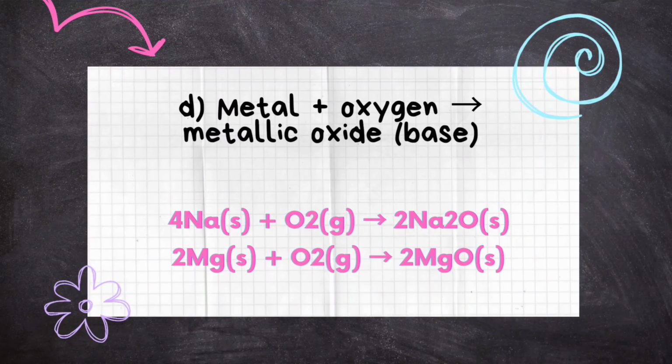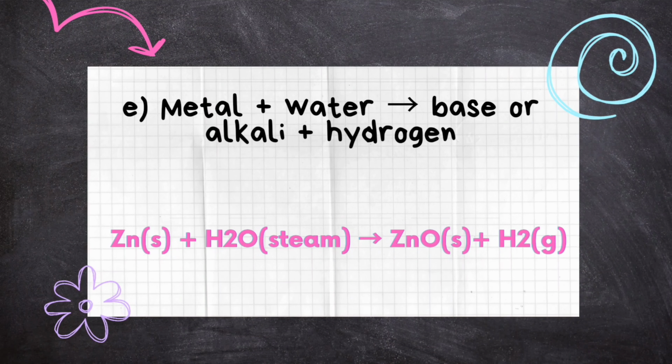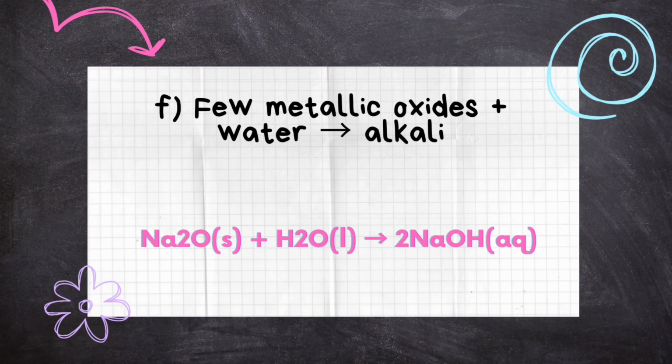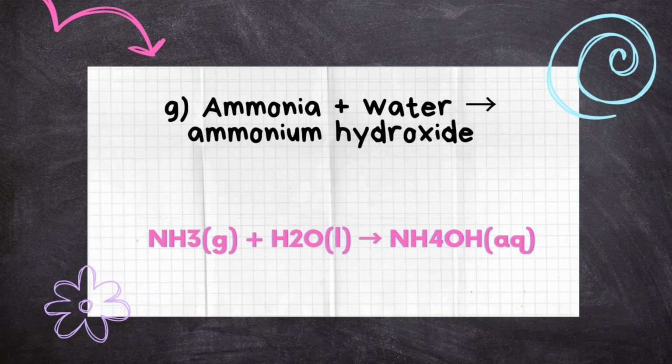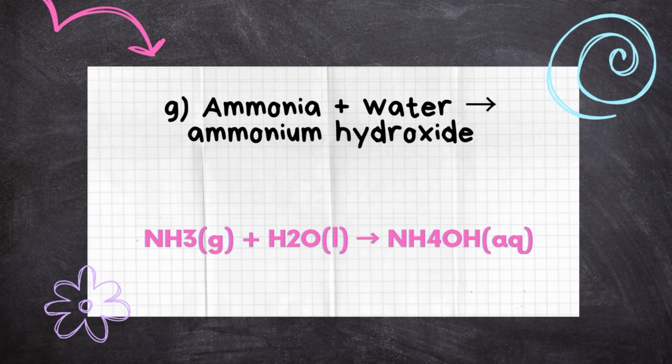D. Metal plus oxygen gives metallic oxide (base). E. Metal plus water gives base or alkali plus hydrogen. F. Few metallic oxides plus water give alkali. G. Ammonia plus water gives ammonium hydroxide.